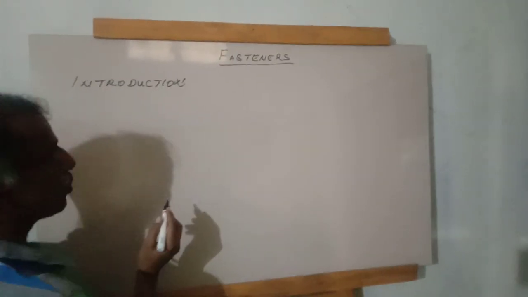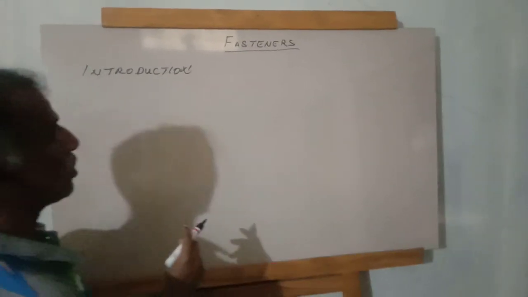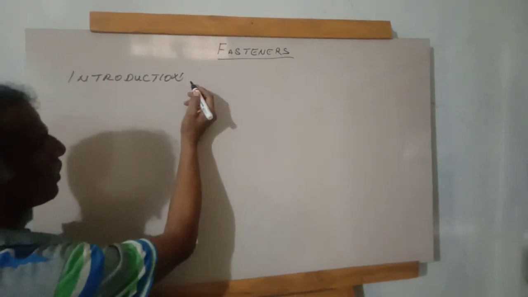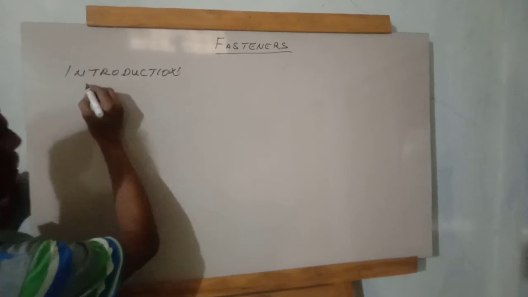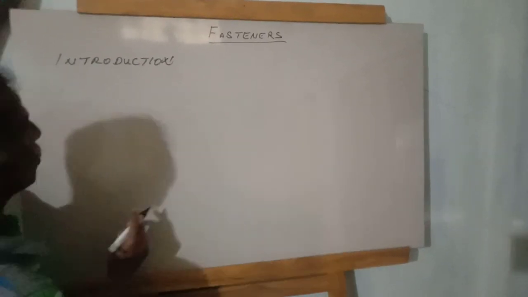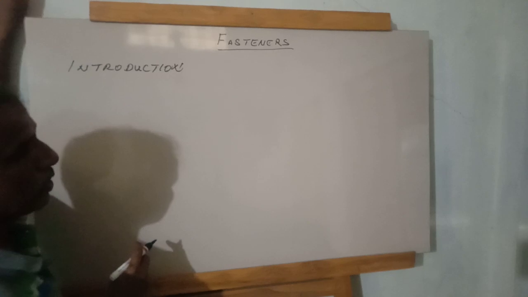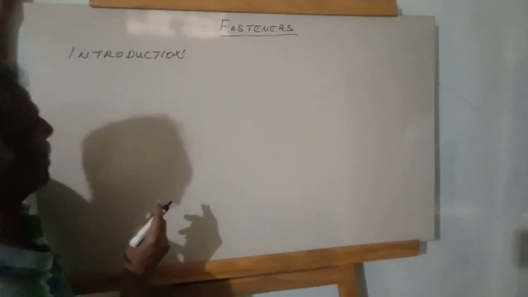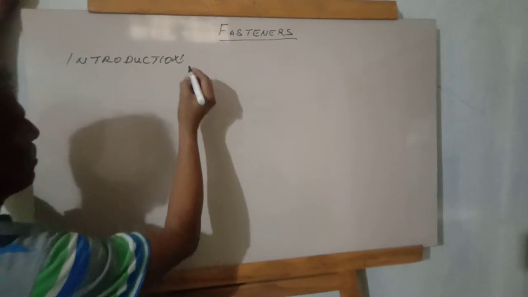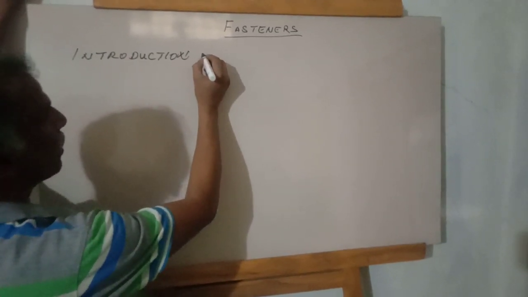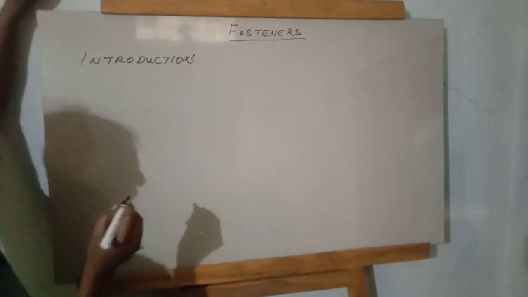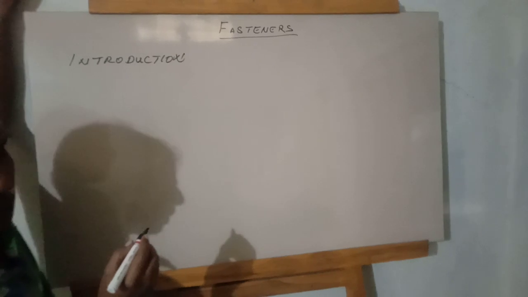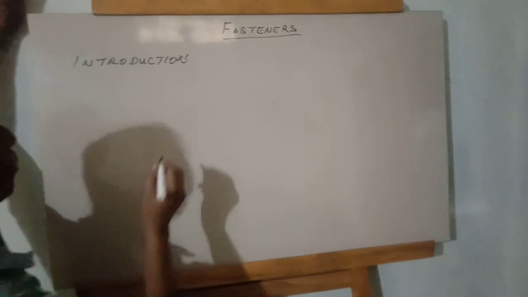Fasteners are used to join spare parts together with the help of different devices. Introduction. Fasteners are used to join two or more than two parts together. For example, nut and bolts are used to join two parts together. Like that, many other devices are there to join.